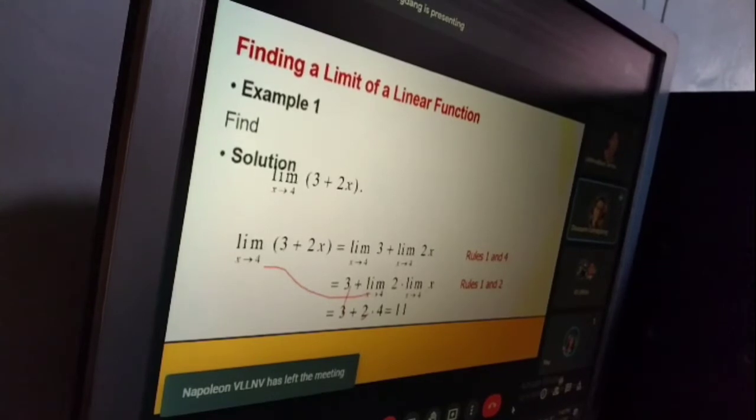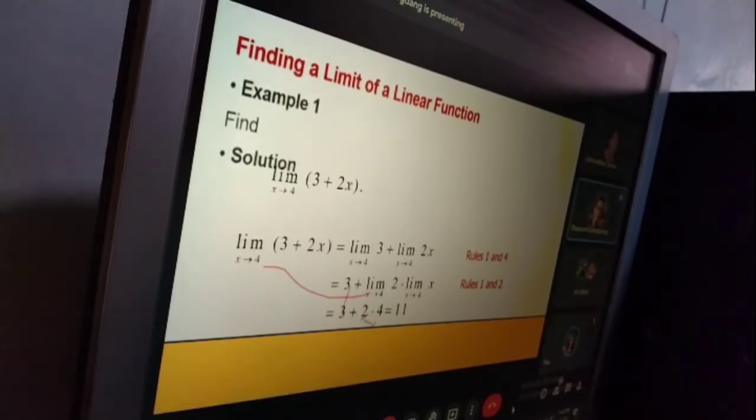So, x palitan natin ng 4. So, 3 plus 2 times 4. So, GEMDAS, unahin yung times bago yung plus, kaya 11. So that's question number 1. Sana klaro sa lahat. I will proceed now to question 2.